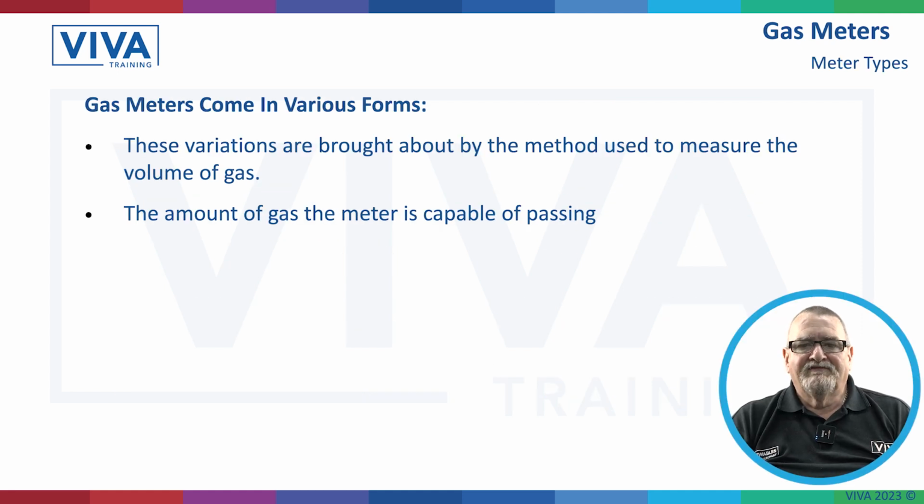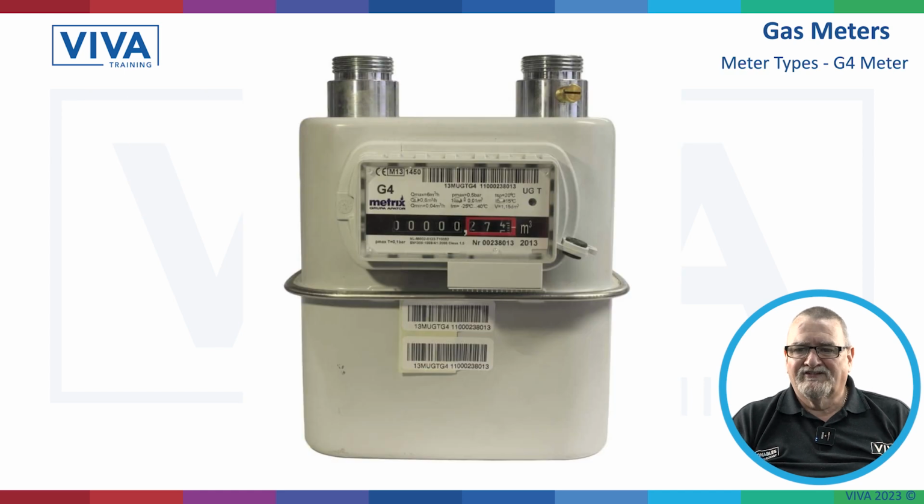So gas meters come in various forms. They differ in the method used to measure the volume of gas, and the amount of gas the meter is capable of passing. As I said earlier, a factory is going to use more gas than a domestic property, so it will need a larger meter. So that's a standard meter. It's what's called a G4. That's the term that's given to that particular meter, and that's got a digital display.